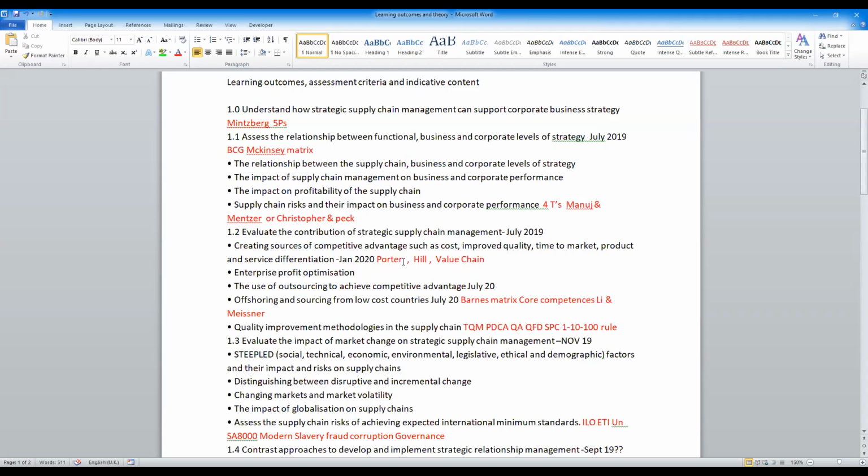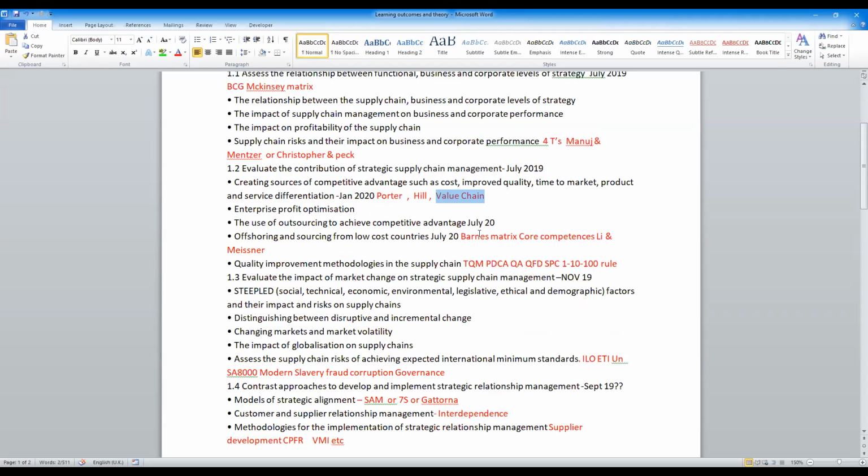Competitive advantage, of course, you need Porter, but the study guide shows Hill as well, and Hill's got a quite different view of competitive advantage. There's the old value chain. Offshoring, as Claire knows, the matrix has changed from Carter's to Barnes, and it's different. So you must get your head around that Barnes matrix, even though it was examined in July by the look. Core competencies, and there is some theory from Liam Meisner about KPIs on outsourcing, and that's new.